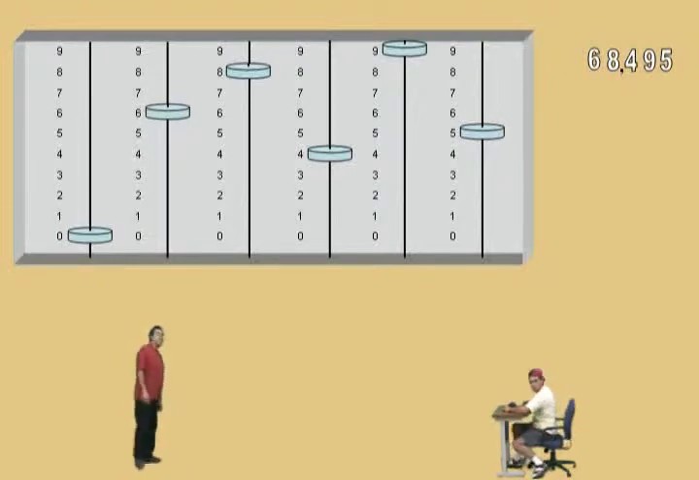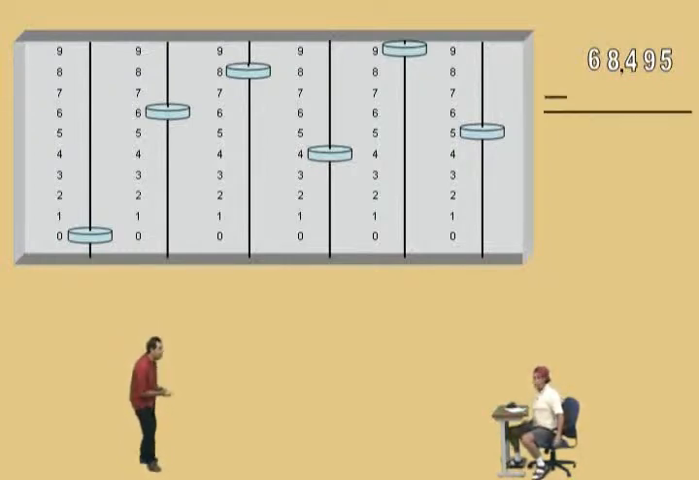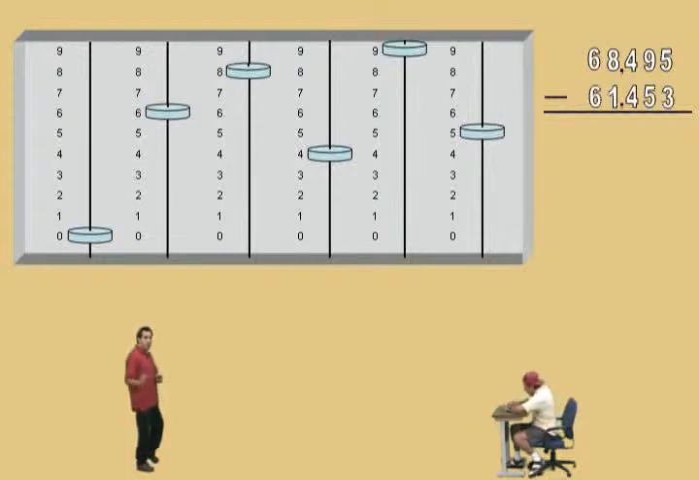So there's our number, 68,495. Okay, now from this number, we are going to subtract, but don't get scared, 61,453. Now this problem, we're just going to warm up with because there's no borrowing here. Okay, here we go, Charlie.